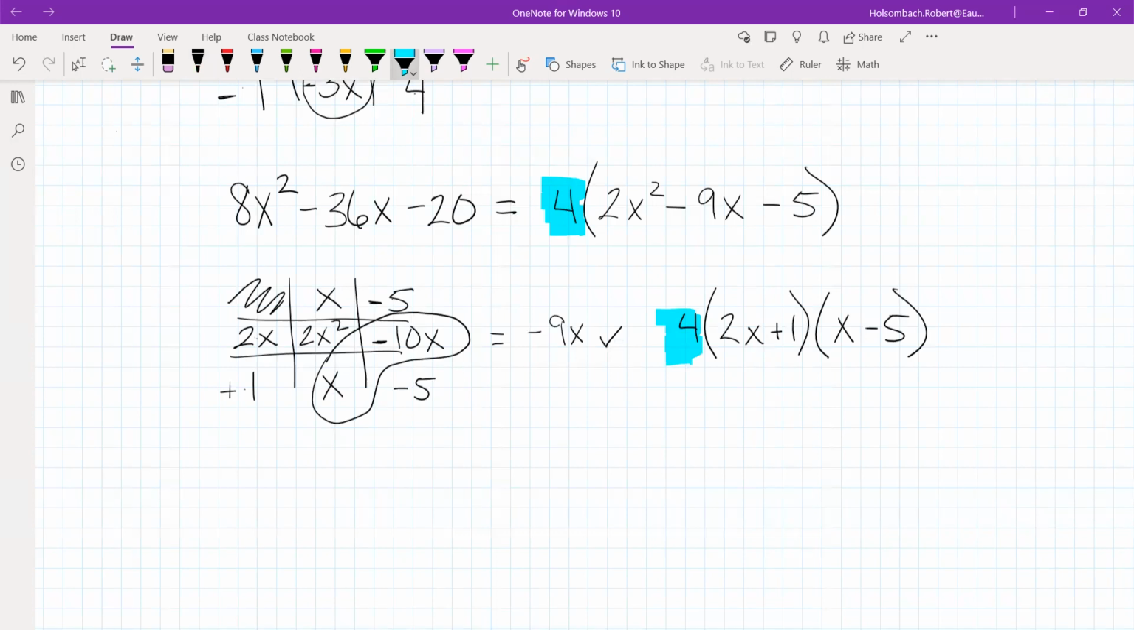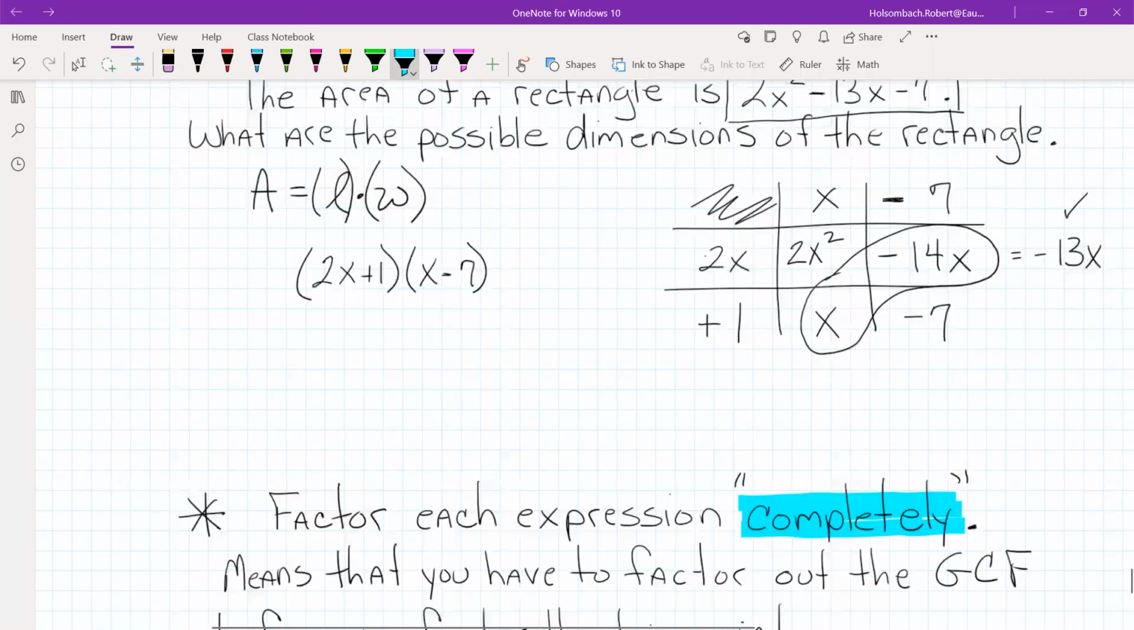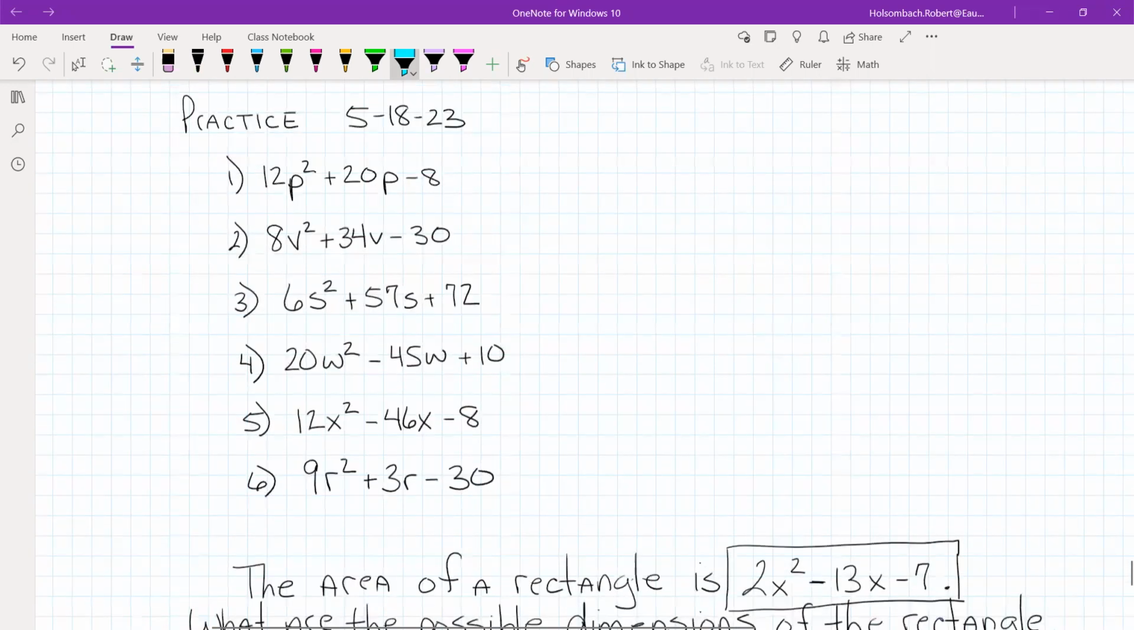All right, so your practice for today is right here. These 6 problems.